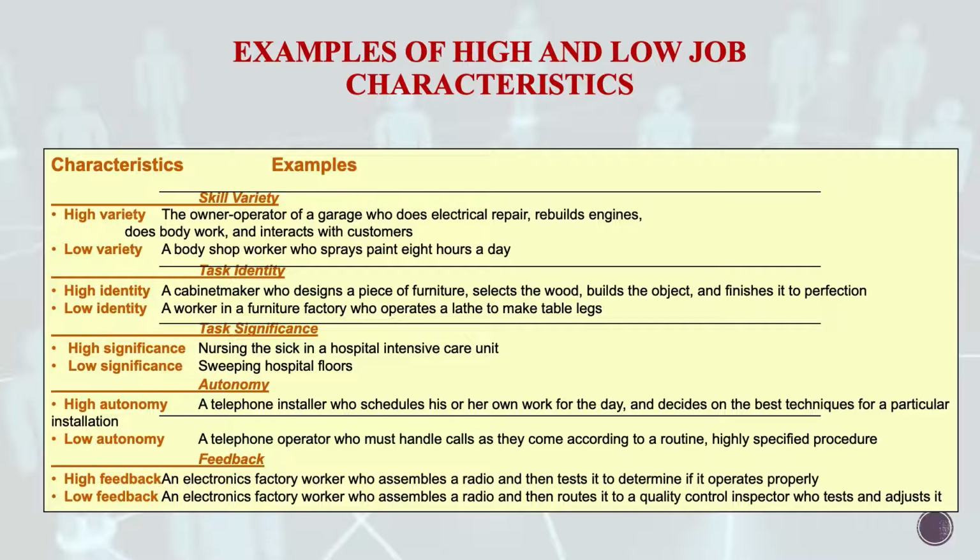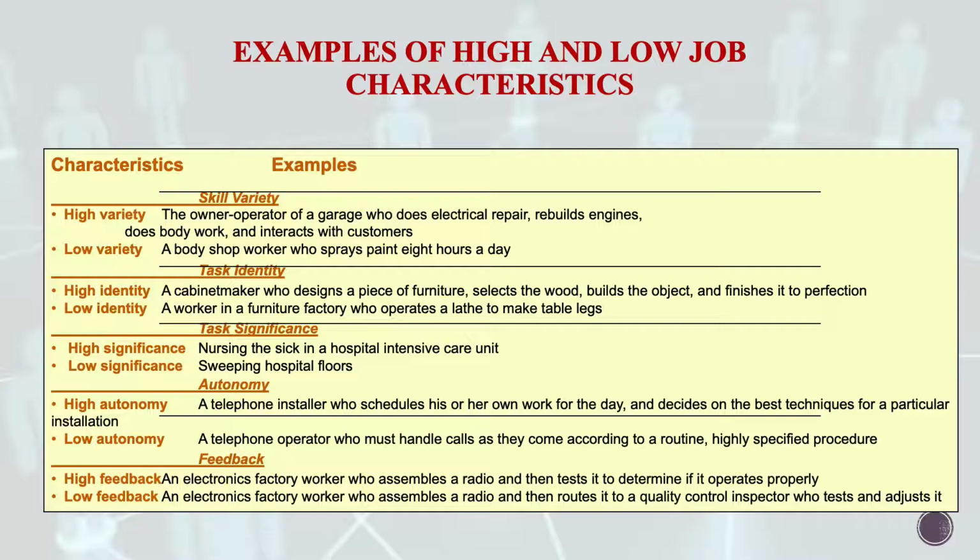So low variety of skill set, a body shop worker who sprays paint 8 hours a day. So here the job is crystal clear and the routine job is spraying the paint. And then in terms of task identity, high identity means a cabinet maker who designs a piece of furniture, selects the wood, builds the object and finishes into perfection. So highly, they need to have a really tangible outcome. So here the task identity is very high.